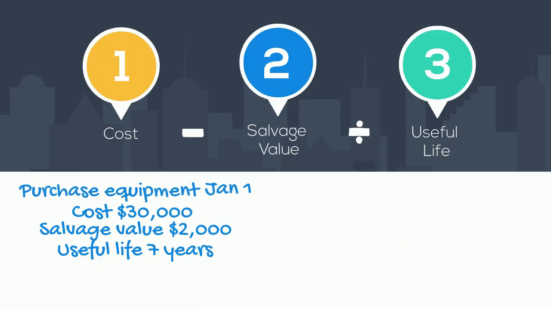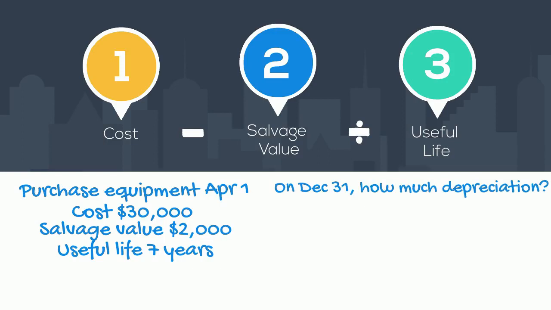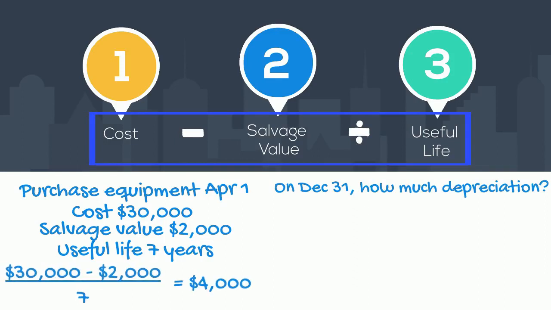Same equipment and same information with one exception. We didn't purchase the equipment on January the 1st, but on April the 1st. If we only adjust depreciation once a year, would this change anything? Let's go back to the drawing board and look at our straight line equation again. Cost minus salvage divided by useful life. So far, everything is the same.